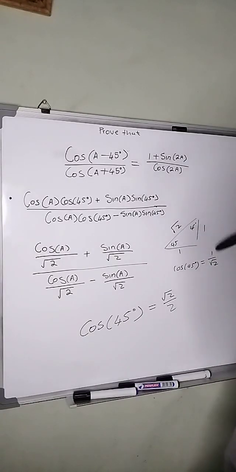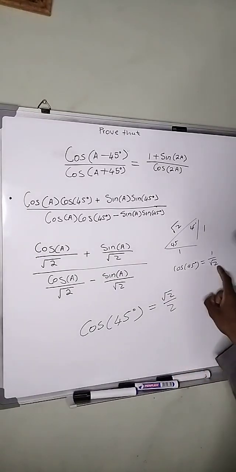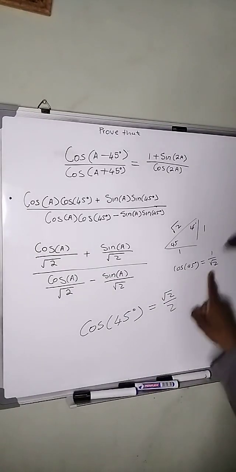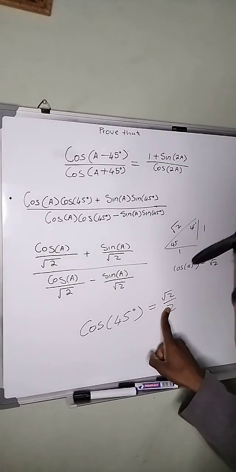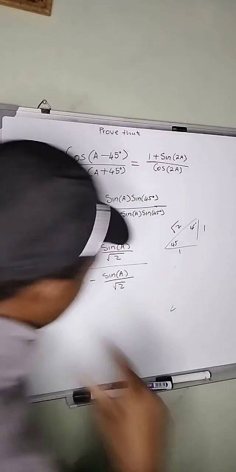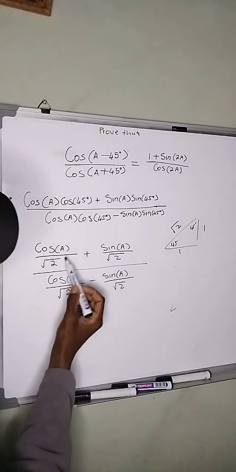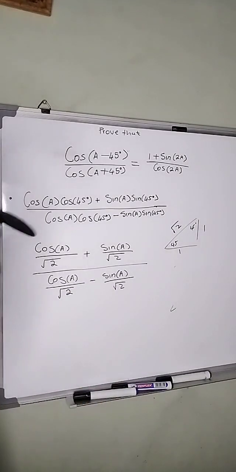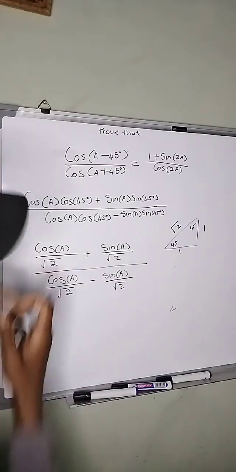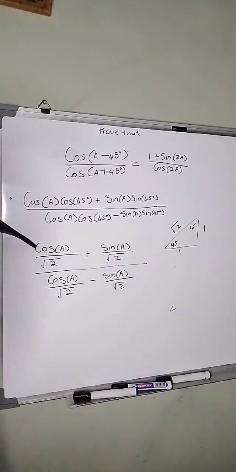The root 2 over 2, they just rationalized this denominator. They rationalized it. Then they got root 2 over 2. So now, if I have the same denominator, what's happening to the numerator? If I have the denominators the same, what's going to happen to the numerator?